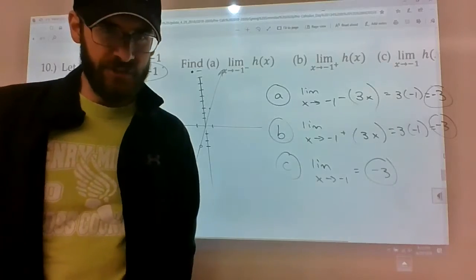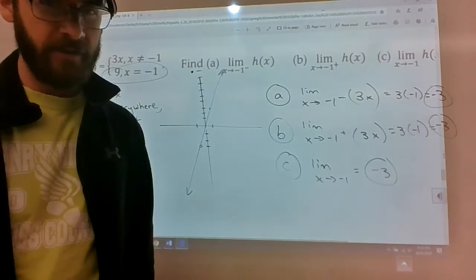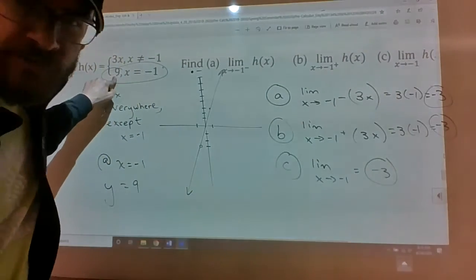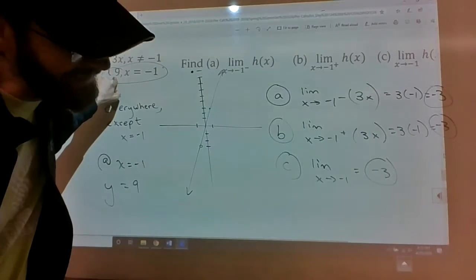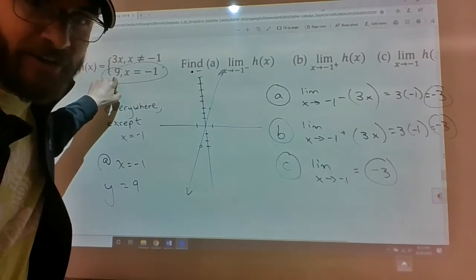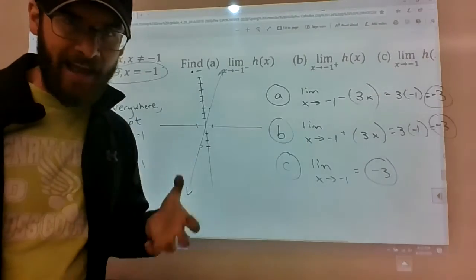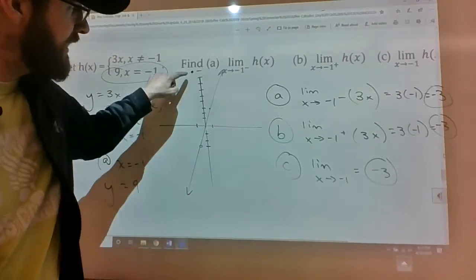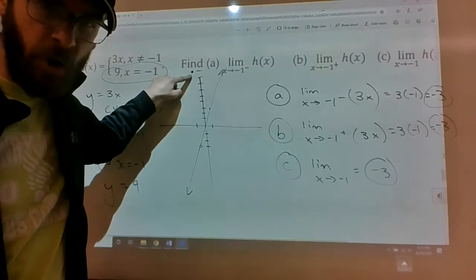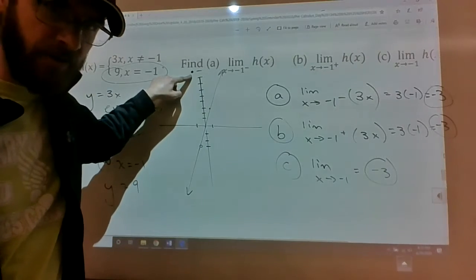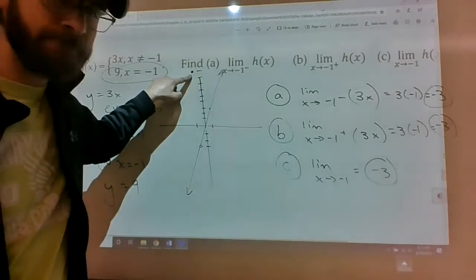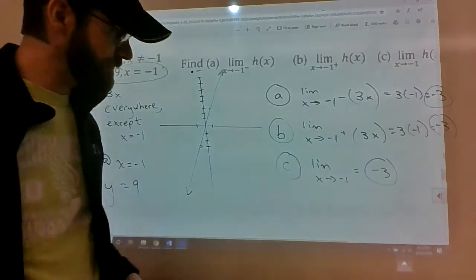Now here's what a lot of students have trouble with. They never use the 9. They never said any of their answers were 9. And then they want to include that 9 somehow. But again, that 9 is a rogue point that has no bearing on limits. So don't use it.